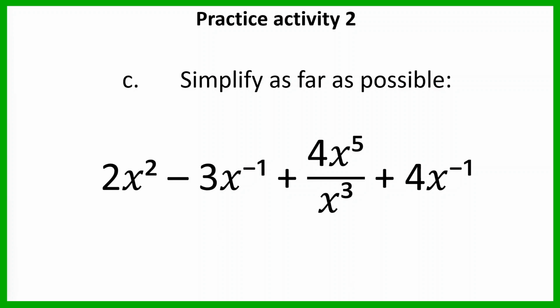Now before you start this one, I just want to let you know that over here, this 3x to the power of negative 1 and the 4x to the power of negative 1, I don't recommend changing those to fractions because you're going to need to add and subtract them. And at the moment, they already have the same variables and exponents, so they already are like terms. Once you have simplified the like terms, then you can go and sort out that negative exponent. Okay, so I'm going to give you 2 minutes to work on this question.